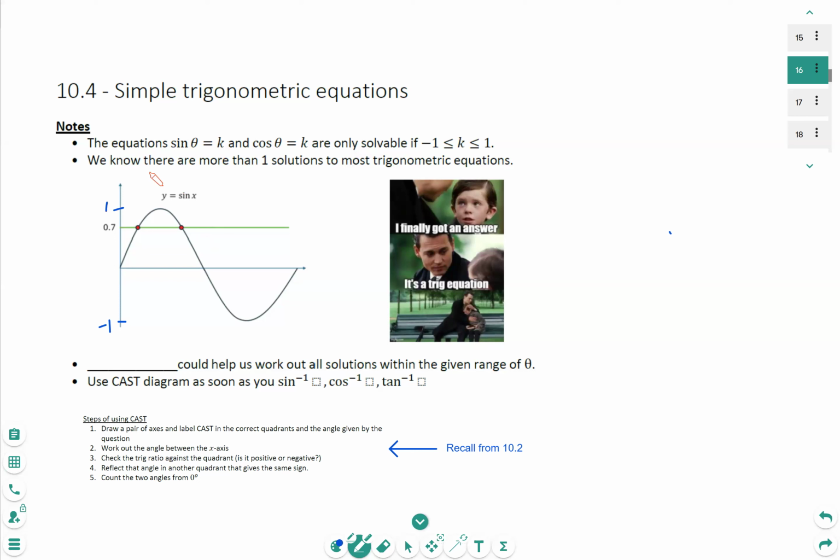We also know there are more than one solutions to most trigonometric equations. Now, can you think about why it is most of them, but not all? If it's between minus 1 and 1, because now you can see in here, if y is 0.7, we've got two solutions. But what if y equals 1? Then we only have one solution from 0 to 360 degrees. Obviously, it was from 0 degrees to 360 degrees. Then we'll have only one.